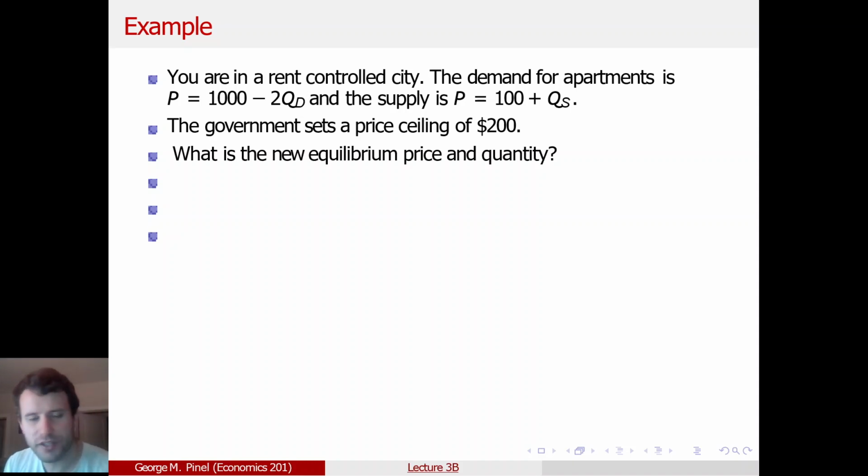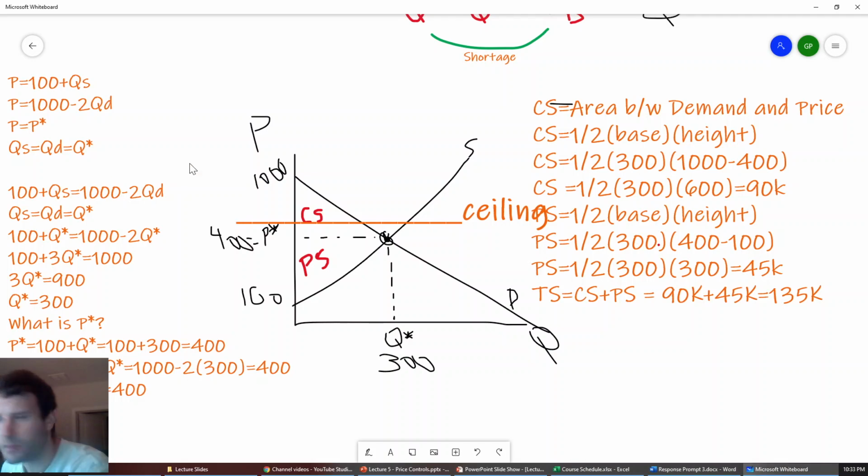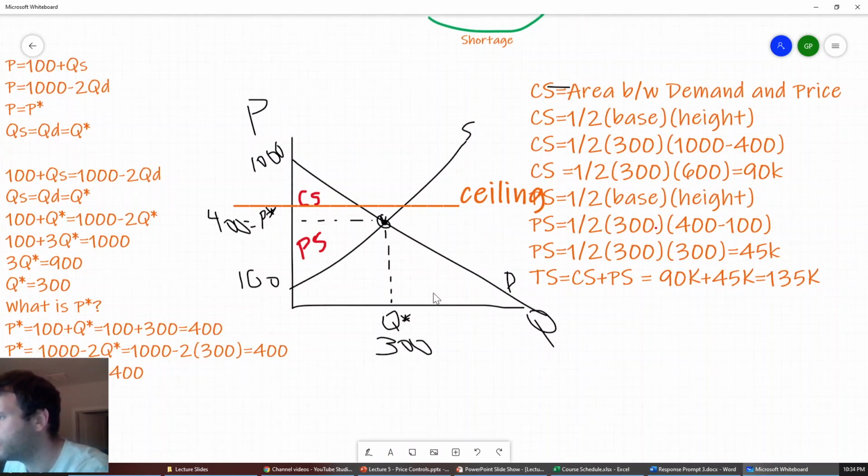All right, so we just went over, we just set up the problem. Presumably you would have solved it in Blackboard now. So let's try to solve it. Okay, so we have the same supply and demand function.